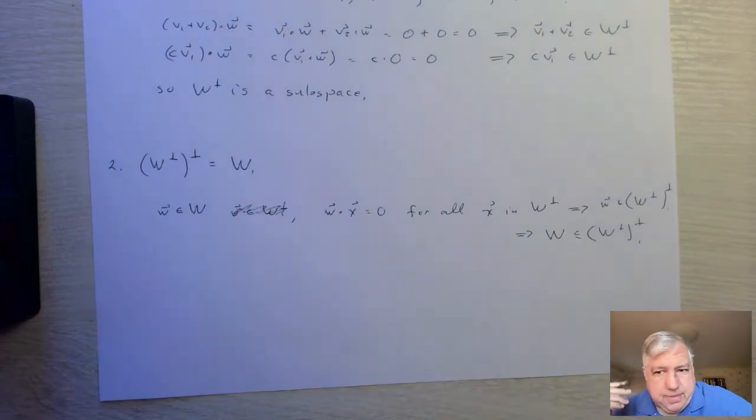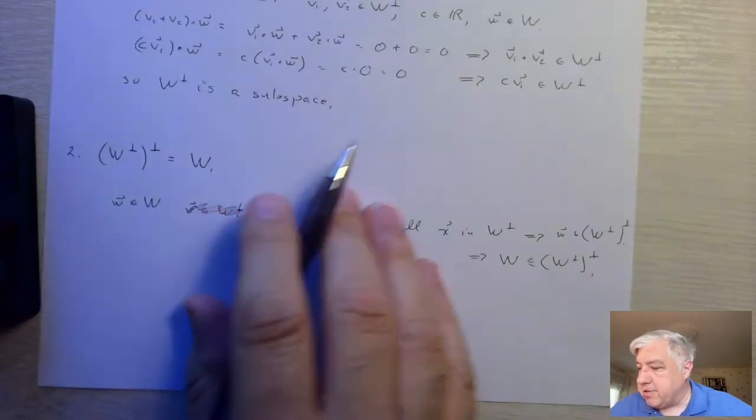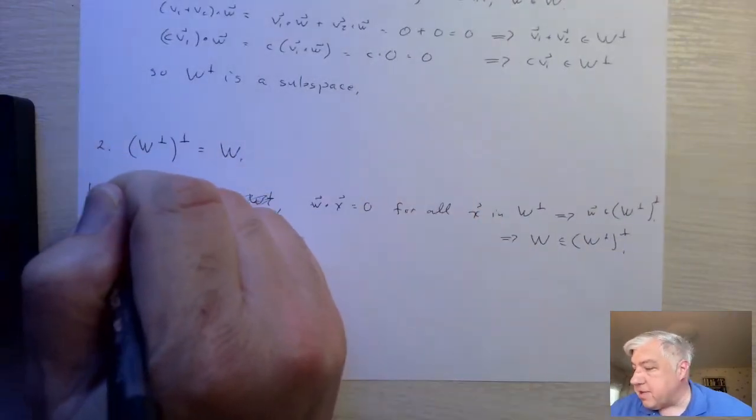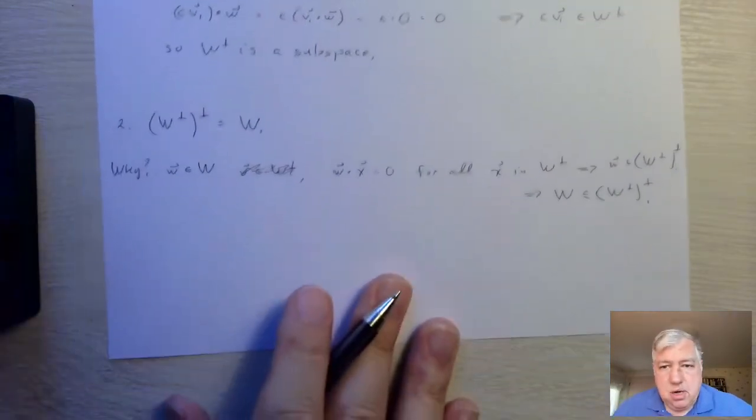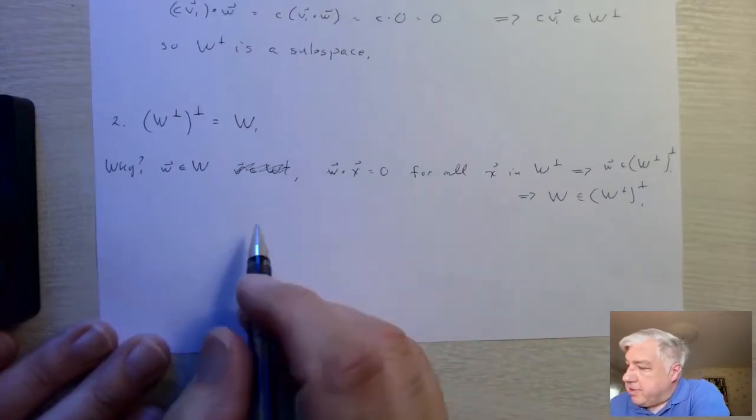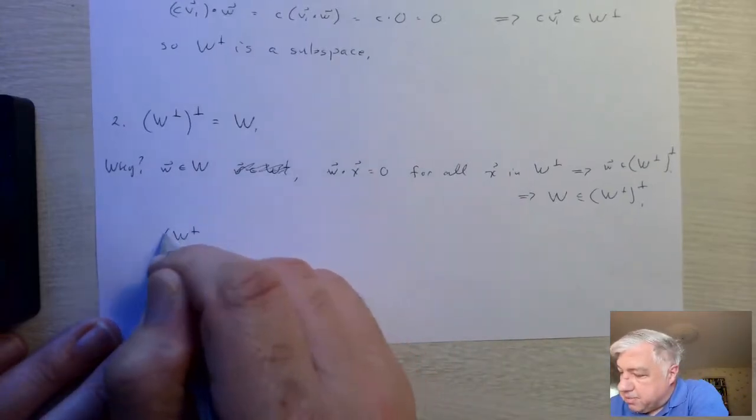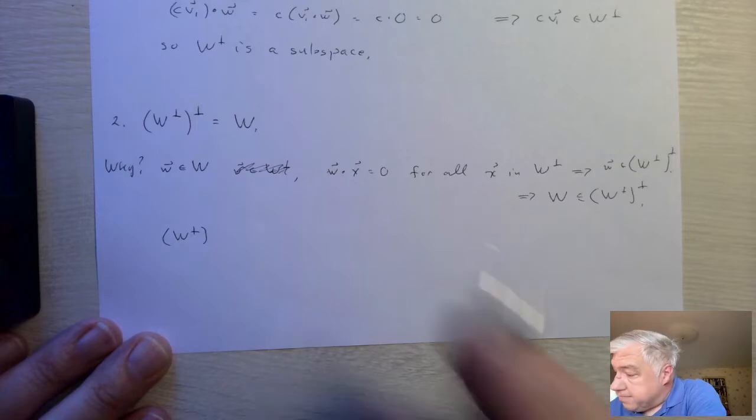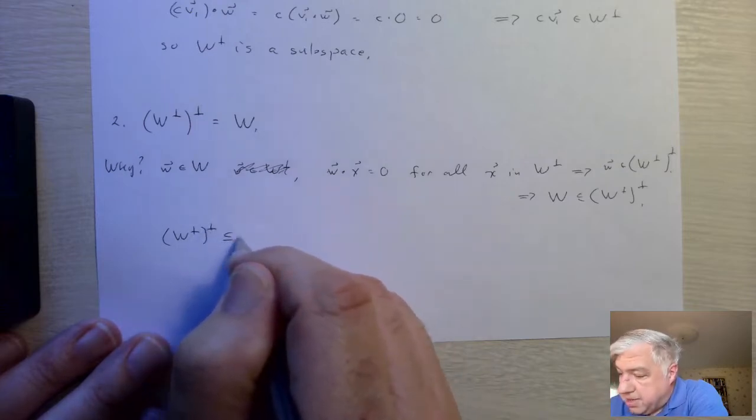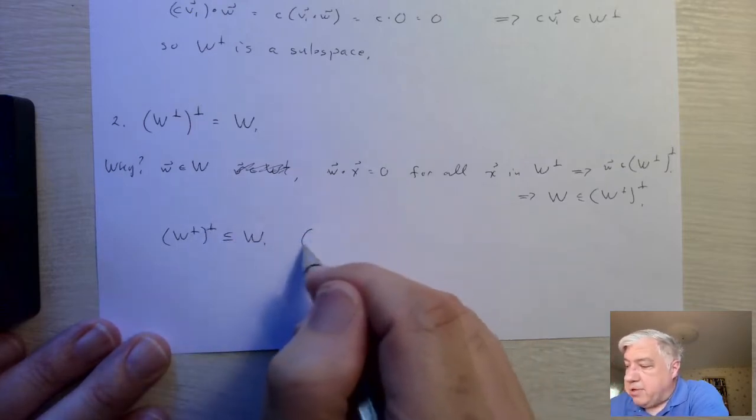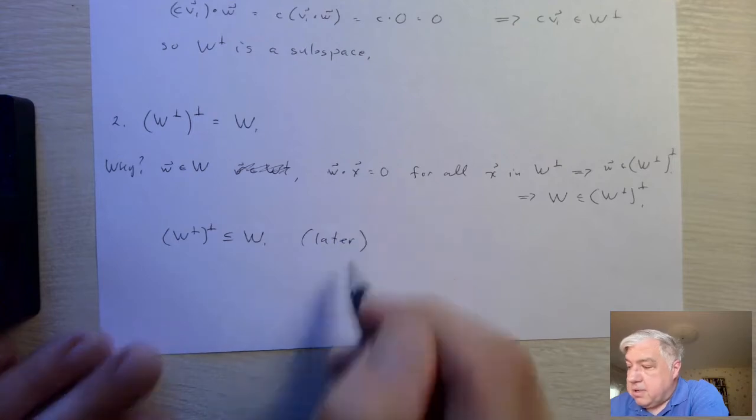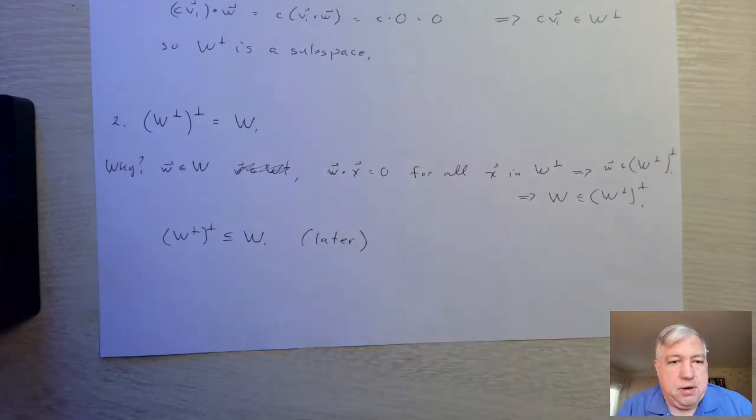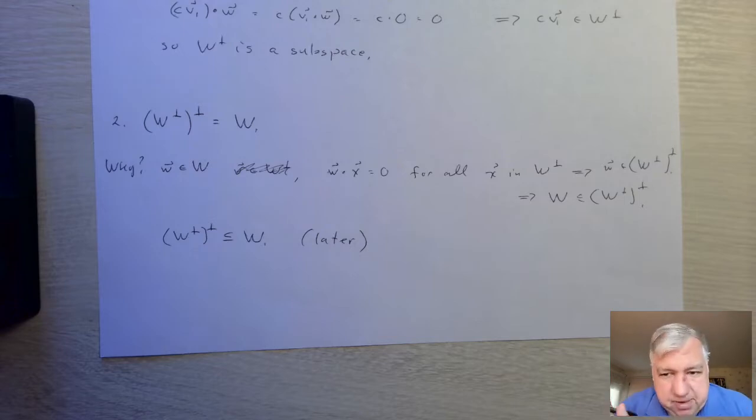Okay, so that isn't too bad as far as this proof goes. However, we still need to show that W perp is contained in W, and we're going to do this later. Actually, it will be in the next video. It looks like it should be easy, and it will be after we prove something in the next video. Okay, so we'll come back to that.